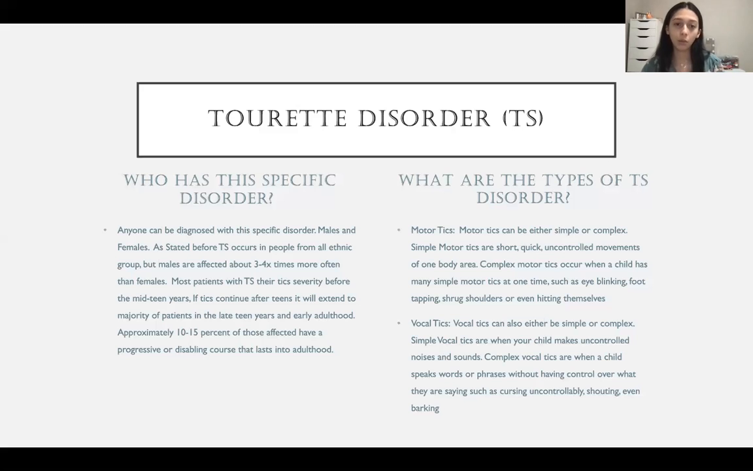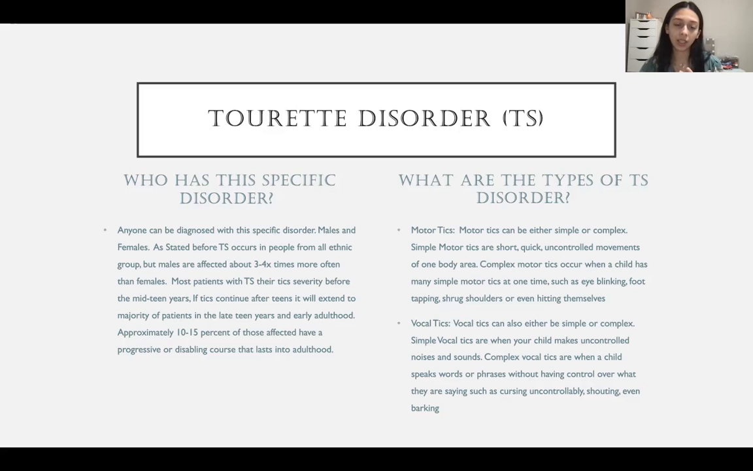So Tourette disorder. Who has this specific disorder and what are the types of TS? Anyone can be diagnosed with this disorder, honestly, males and females. As stated before, TS occurs in people from all ethnic groups, so Hispanic, white, African American, anybody can have this kind of disorder. But males are affected 3 times more than females.